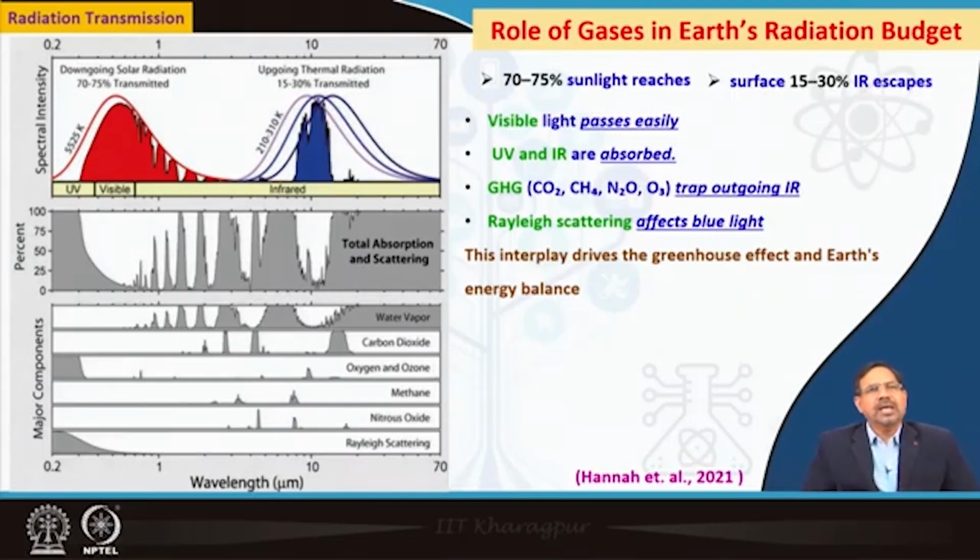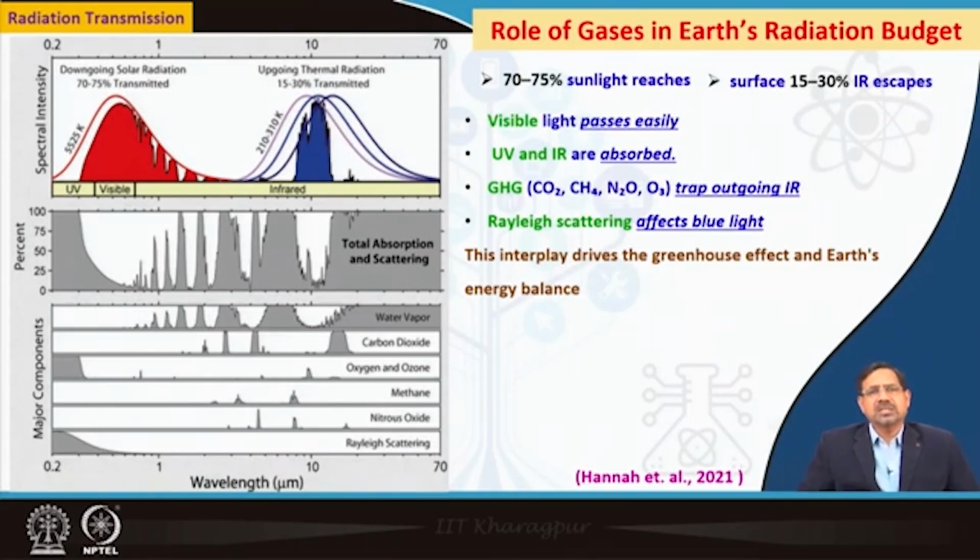Now, let us move on to the next concept of transmission. Friends, the atmosphere is not transparent. It has some selective transmission behavior. So, 70 to 75% of the sunlight reaches the surface, and from the surface 15 to 30% of the longer wavelength infrared radiation escapes back to outer space. The visible light passes easily. UV and IR are absorbed.